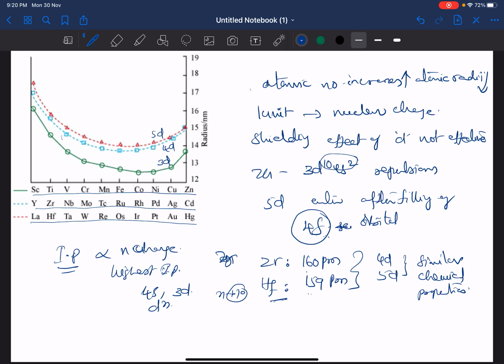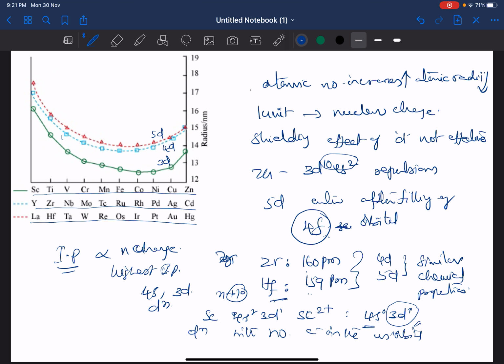For example, if you take scandium, it has the configuration 4s2 3d1. If we take the scandium 2+ ion, it is 4s0 3d1. That means no electron is present in the 4s orbital, and only a 3d electron is present. So the unipositive ions or dipositive ions have the dn configuration with no electron in the 4s orbital.